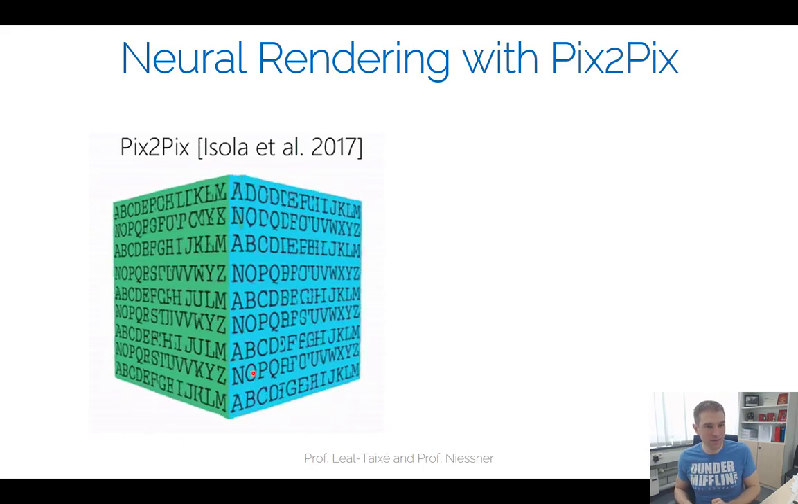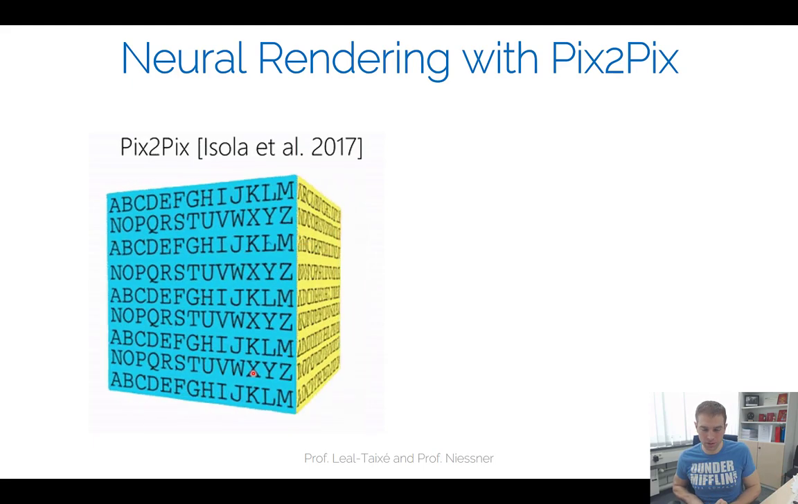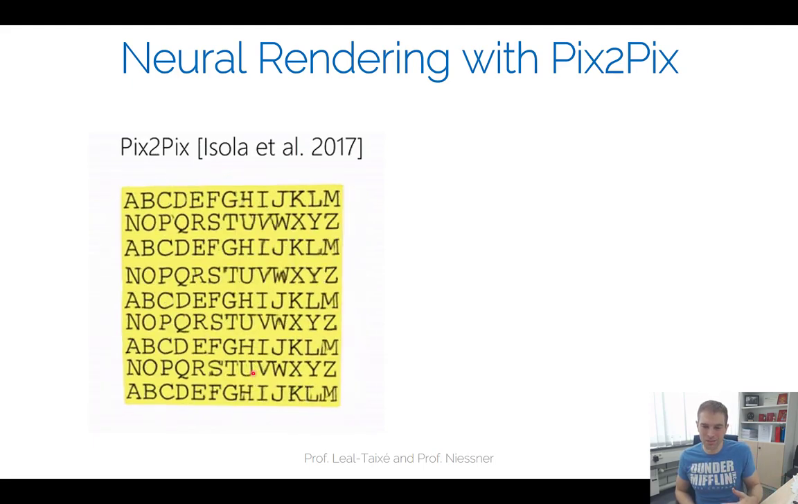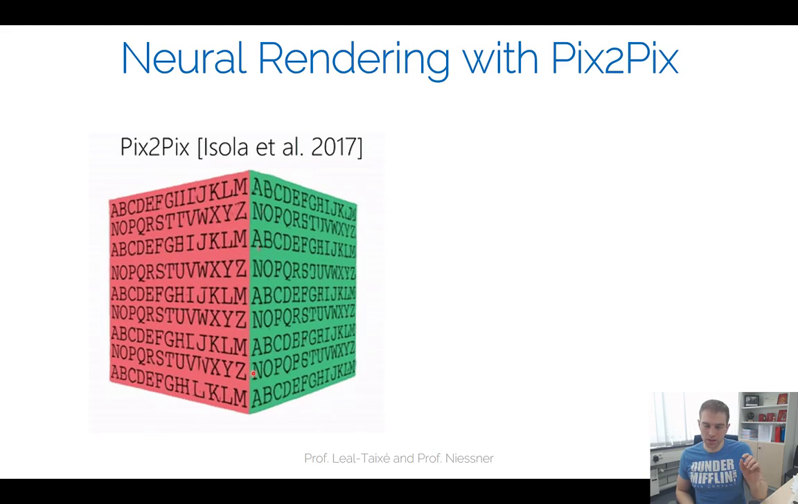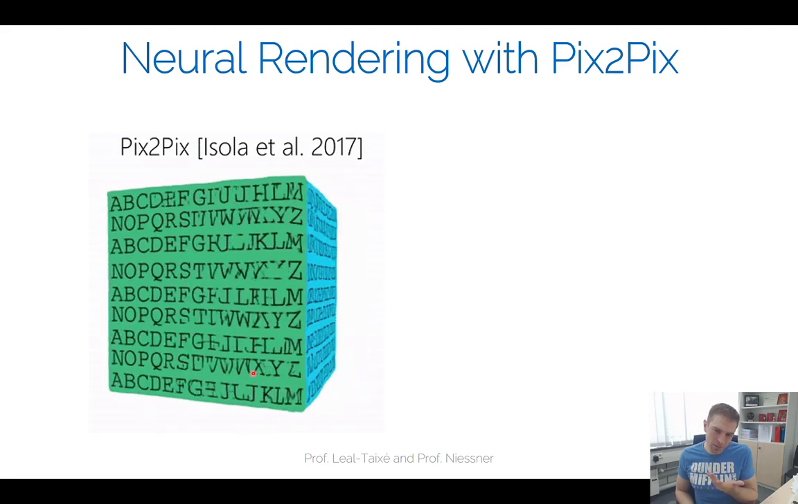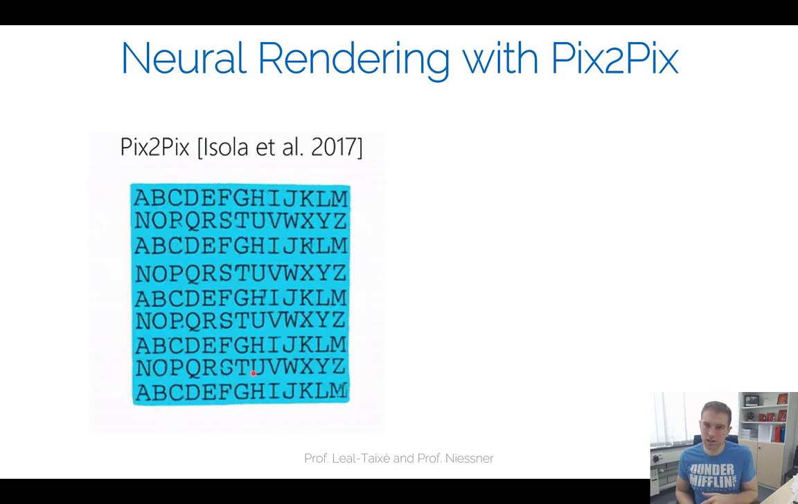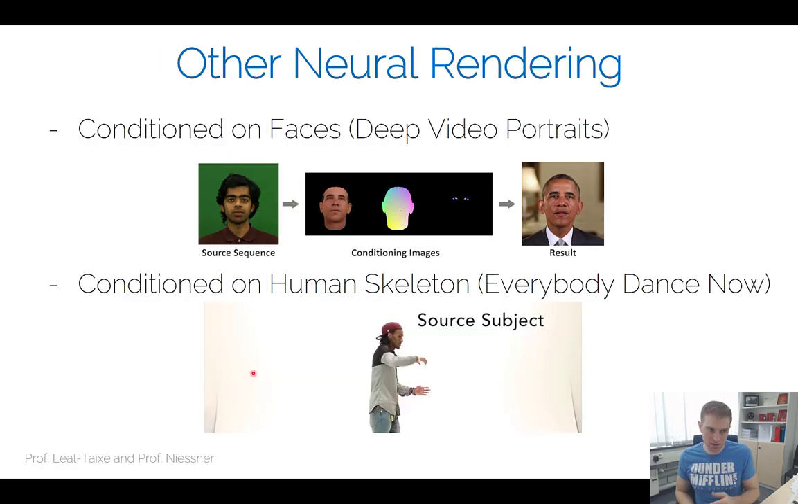And we have in fact seen other versions of this already, not just for novel viewpoints. Novel viewpoints was now one example where the conditioning is only the camera pose. But you could go ahead and say, well, instead of the camera pose, we're conditioning it on different things, such as faces, which we have seen with the deep video portrait paper. Deep video portraits is basically, the conditioning here is the 2D image of the faces, right? The positions and the eyes. And then you have pix-to-pix that makes a resulting output rendering out of this.